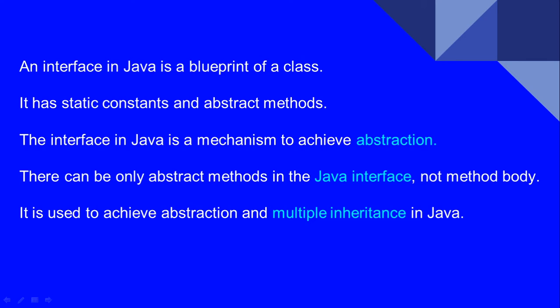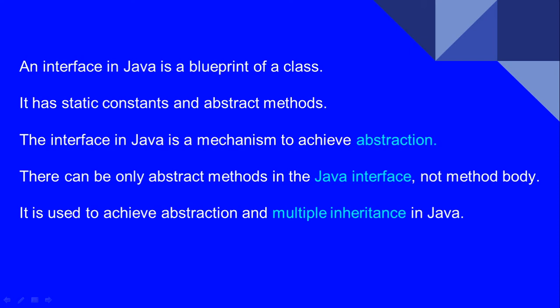It has static constants and abstract methods. What it means is, it is just a collection of methods and the static constants. That means the methods are not elaborated, only the names of the methods are mentioned. That's why it's called a blueprint of the class. The names of the data and the methods are specified. That's all. It is not explained in the interface.